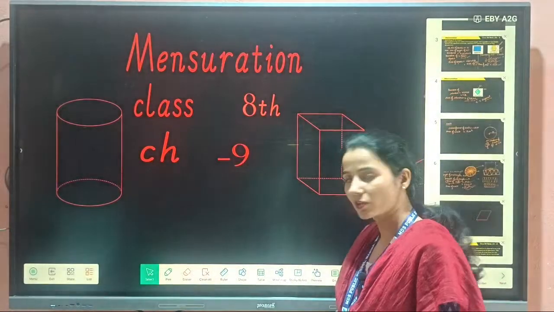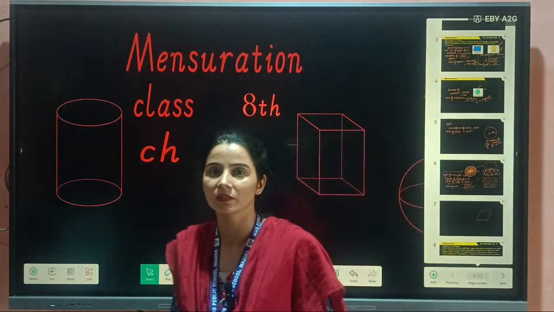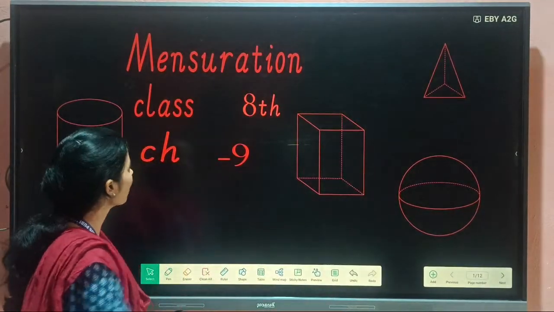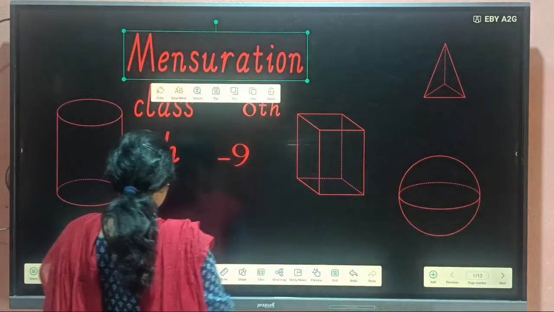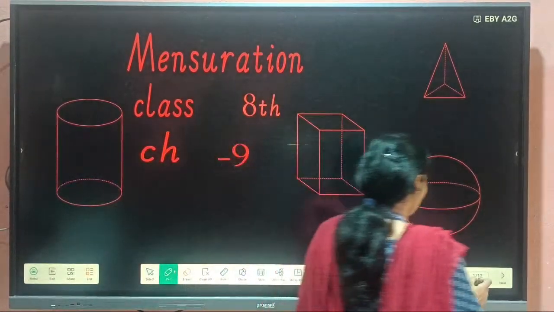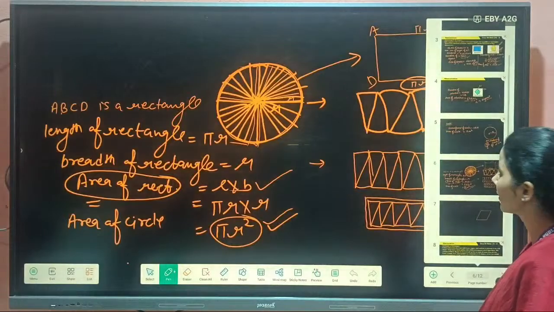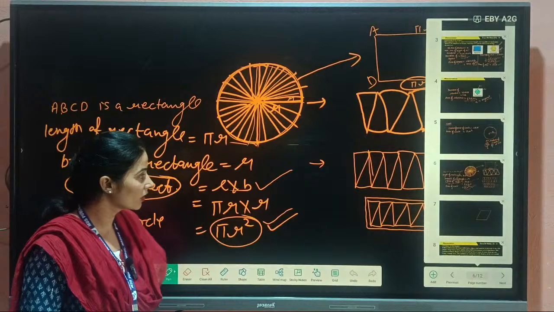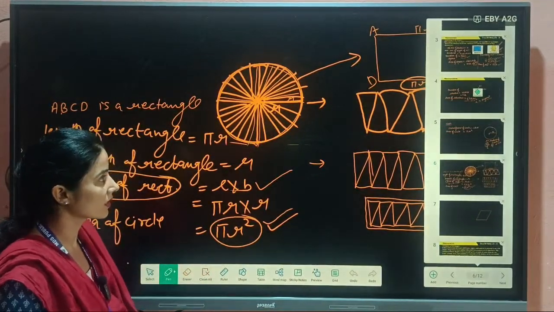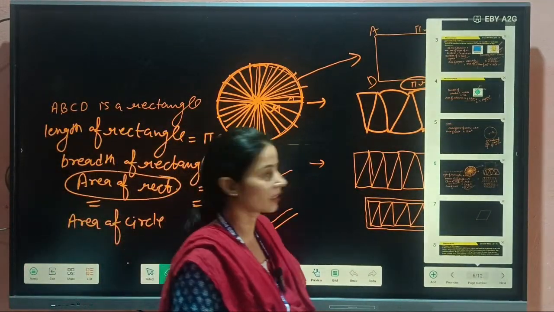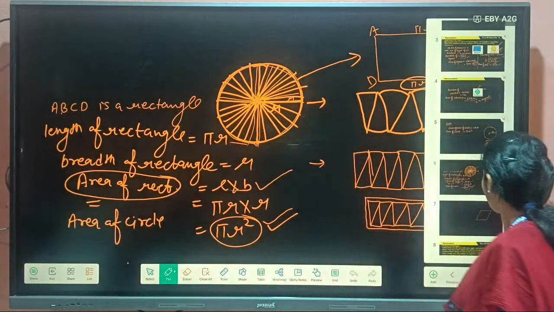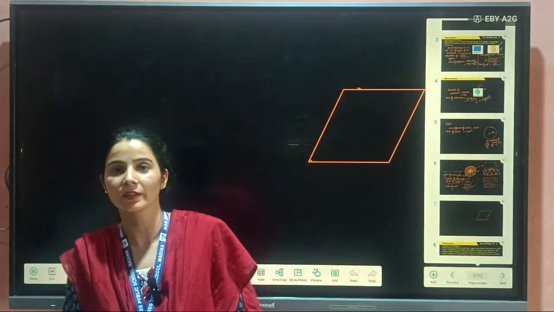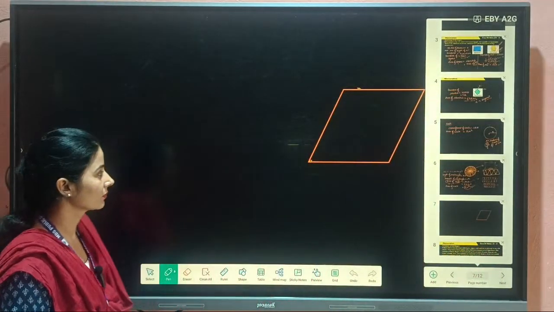This is lecture 2 of the introduction of chapter Mensuration, class 8, chapter number 9. Let us see. We were studying about 2D figures. In 2D figures, yesterday we discussed circle, square and rectangle, and rhombus. Today a few 2D figures are left. We will find out their perimeter and area.